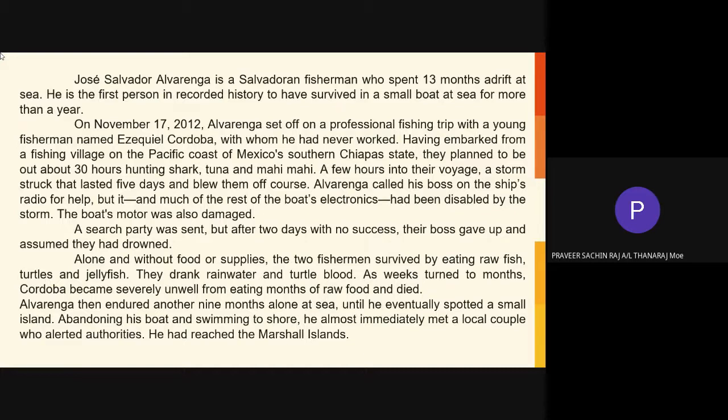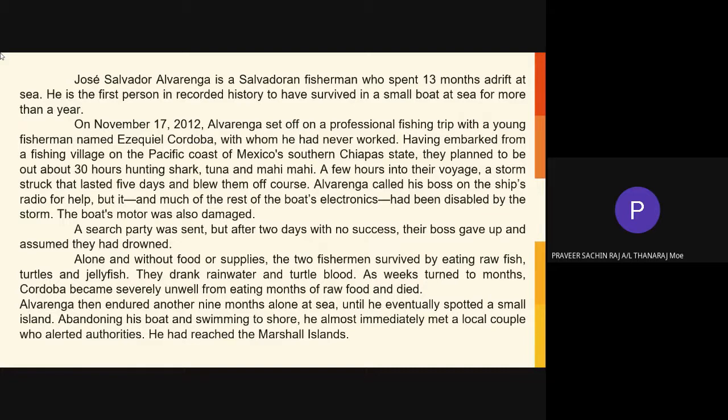A few hours into their voyage, a storm struck that lasted 5 days and blew them off course. Alvarenga called his boss on the ship's radio for help, but it, and much of the rest of the boat's electronics, had been disabled by the storm. The boat's motor was also damaged. A search party was sent, but after 2 days with no success, their boss gave up and assumed they had drowned.